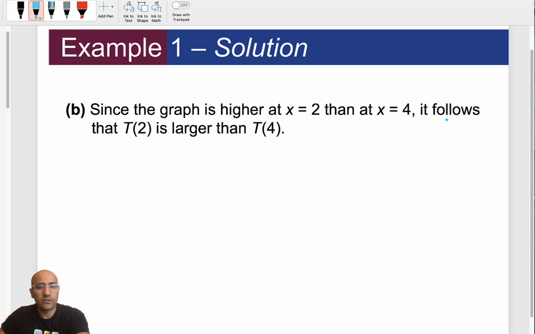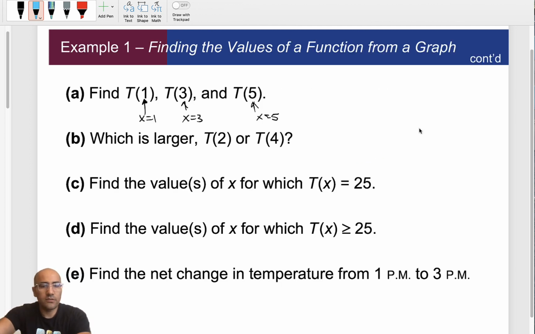It follows that T of 2 is larger than T of 4. Yep, that's what we wanted. Okay, next question. Find the values of x for which T of that value equals 25.